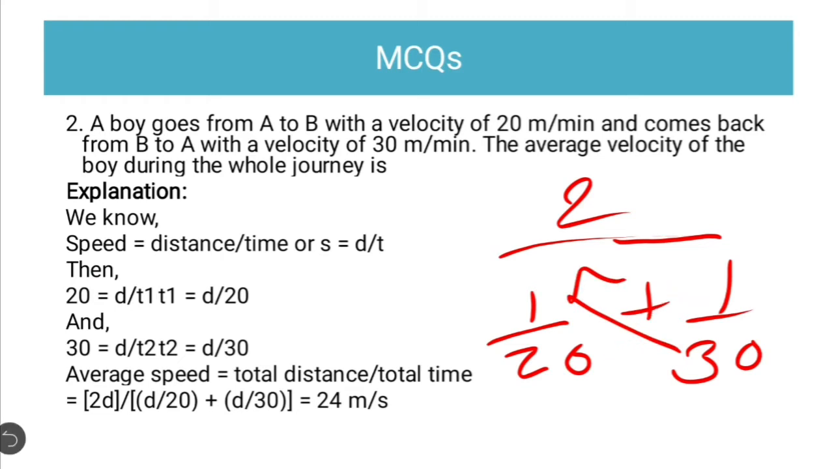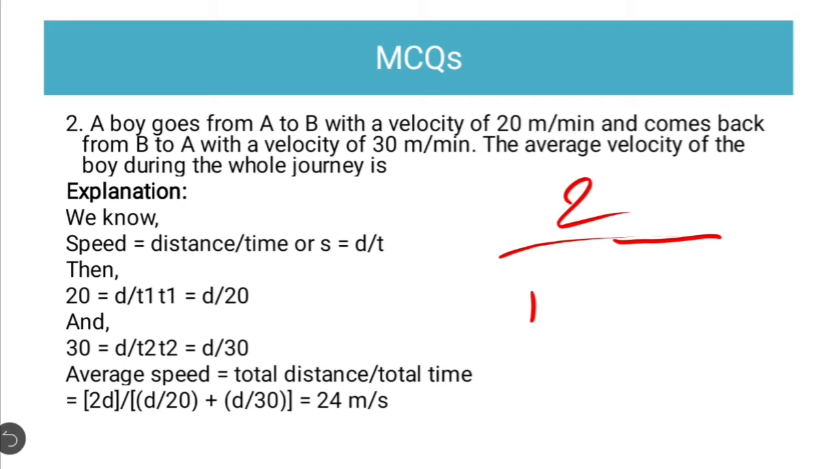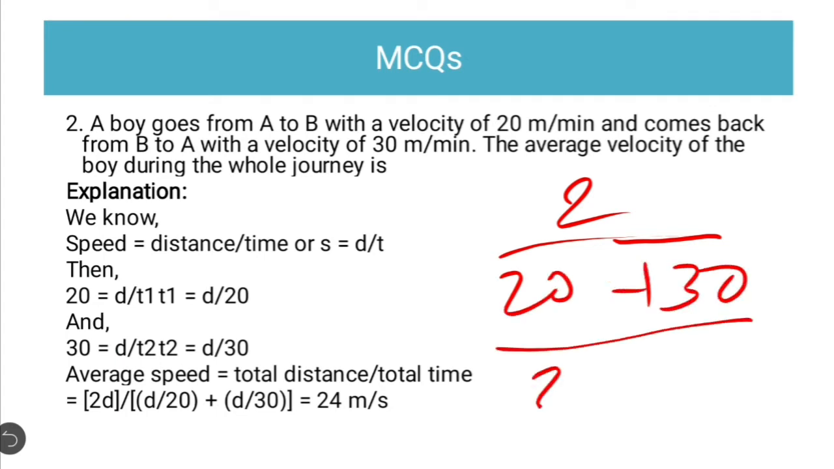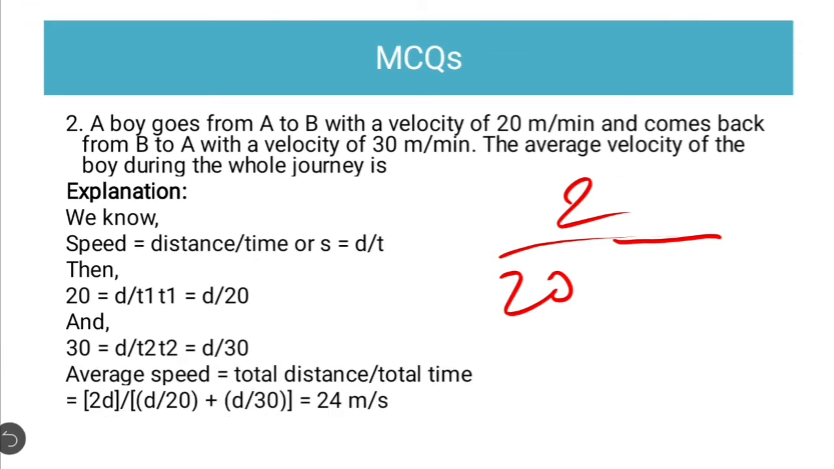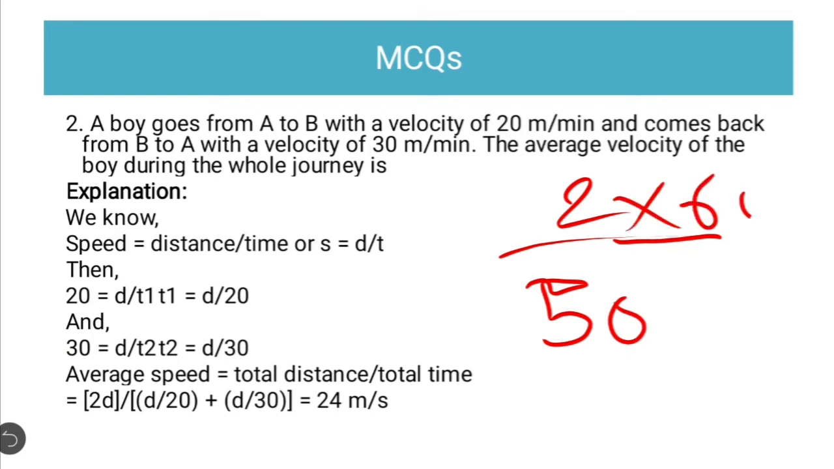Now after taking LCM, what I will get is 20 plus 30 divided by 20 into 30. 20 into 30 is what? 600. 20 plus 30 is what? 50. Now I will simplify this. And simplifying, 20 plus 30 will give me 50, and 20 into 30 will give me 600. And then cancelling a 0 from both the sides, numerator as well as denominator.